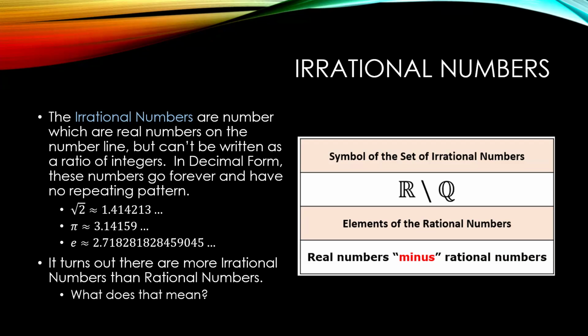2.718281828459045, and so on. It turns out there are more irrational numbers than there are rational numbers. For now, I will leave you to wonder, what does that mean? How can there be more irrational numbers than there are rational numbers when there's clearly an infinite number of both? Well, there's more irrationals.